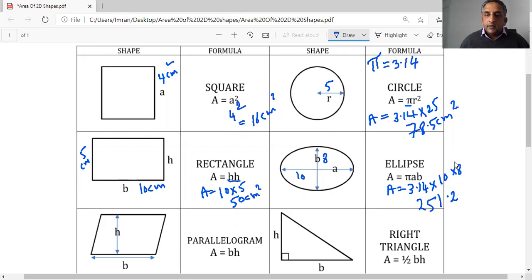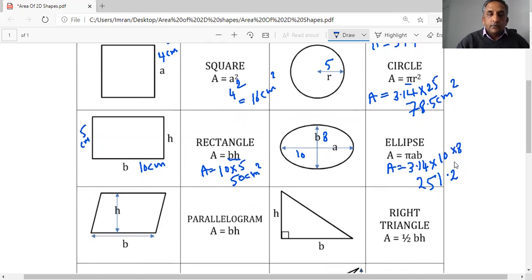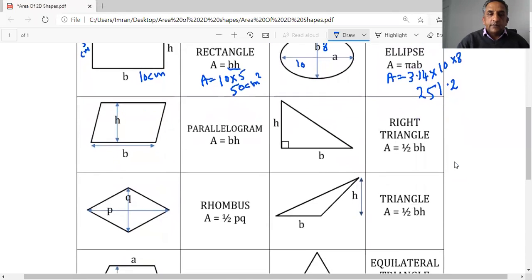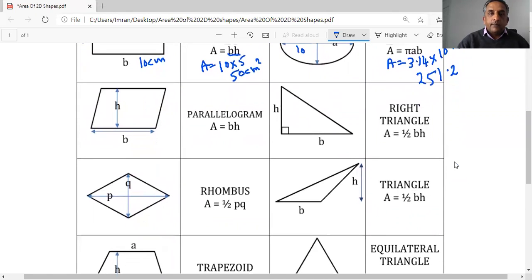How did I get 251.2? I multiplied 3.14, which was the pi, with a and then b. A was 10 and b was 8, right? So we multiply 3.14 with 10 with 8, and we get the final answer 251.2. Now I'm going to move to the next shape, which is the parallelogram. This is another 2D shape, and let's see how to find its area.